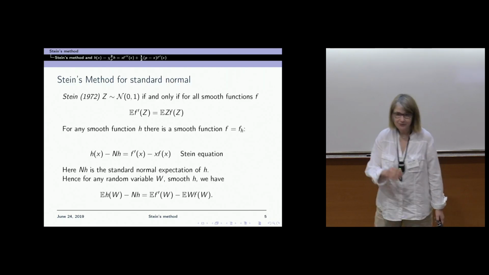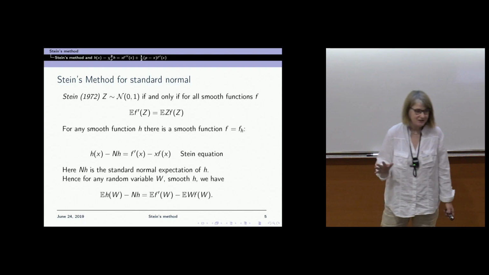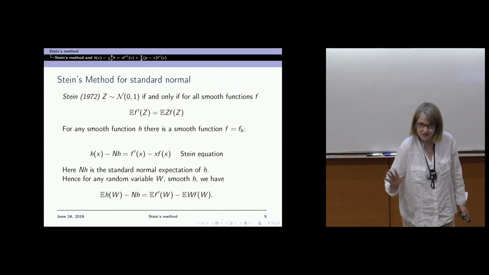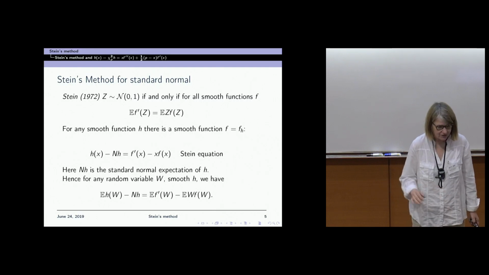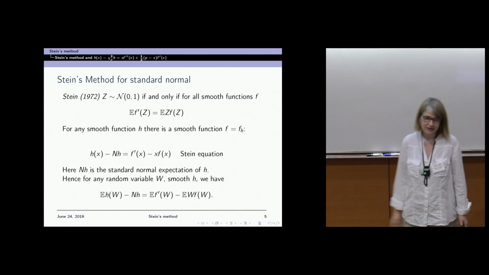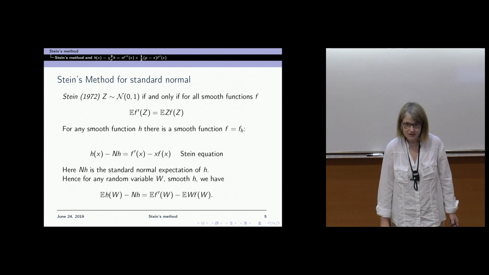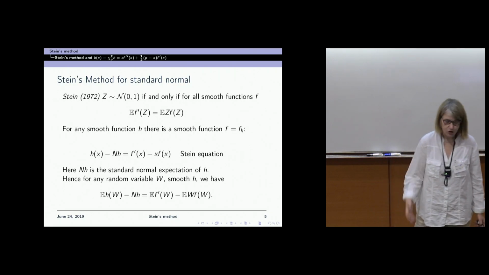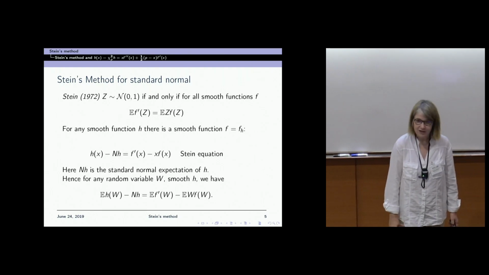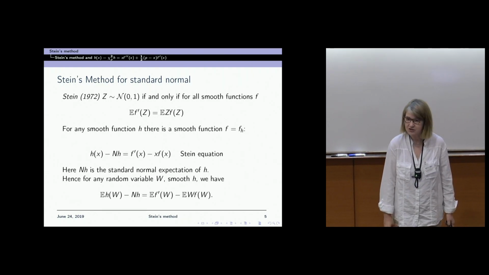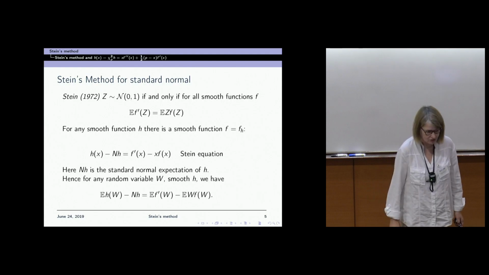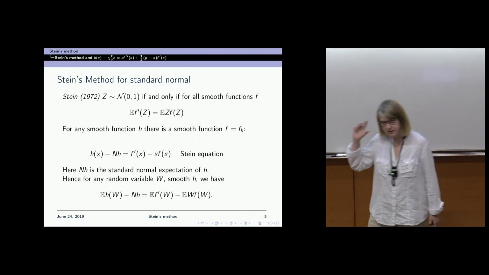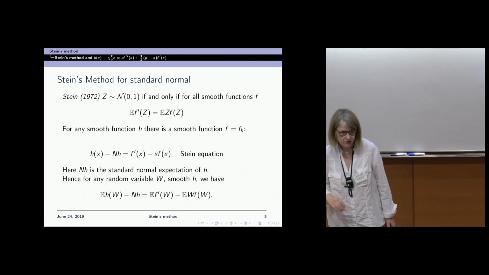So here's my view on Stein's method, and most of you know Stein's method very well, but just for those who don't, just a quick recap. It all started out with Stein's paper, which he published in 1972, that Z is standard normal if and only if for all smooth functions f, expectation f prime of Z equals expectation Z f of Z. That actually appeared in Peter's talk in a bit of a hidden way. This characterization just follows by integration by parts.